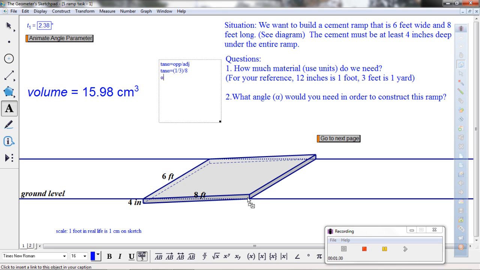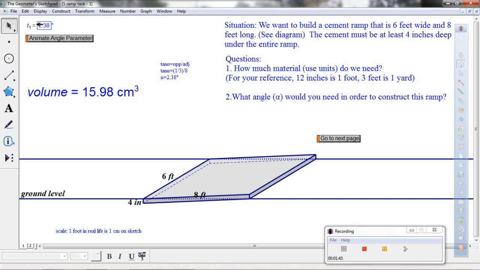And then they could put that in their calculator. They could do inverse tangent, and they could figure out the angle to be 2.38 degrees. So they could use their pencil and paper geometry, or they could just look at the angle. Or they could do any combination of those to reinforce it. So that's not necessarily showing how this is the dynamic capability, though, that I really want to get at.